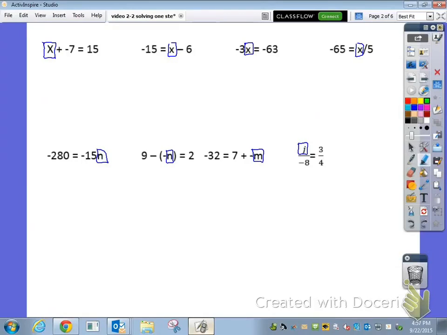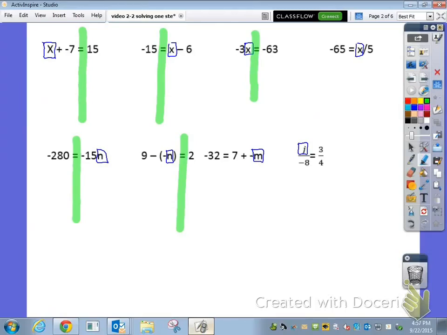I'm going to use a highlighter so it's nice and thick. And some of you may want to go ahead and do this on all of them first, because it's just really easy to think through that. Okay? So box your variable. The variable, that's what you want to get by itself. Notice sometimes it's on the left, sometimes it's on the right. Okay, to get rid of something, to move a term, you do the opposite operation, okay?